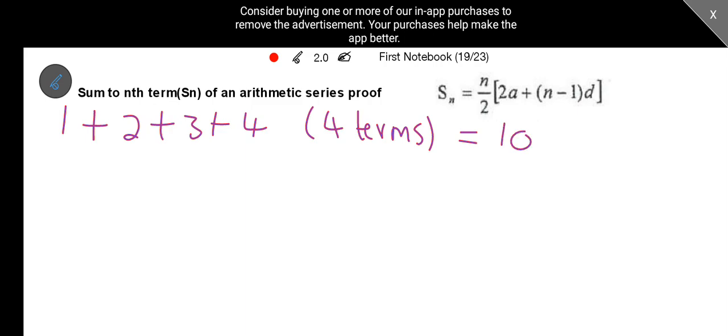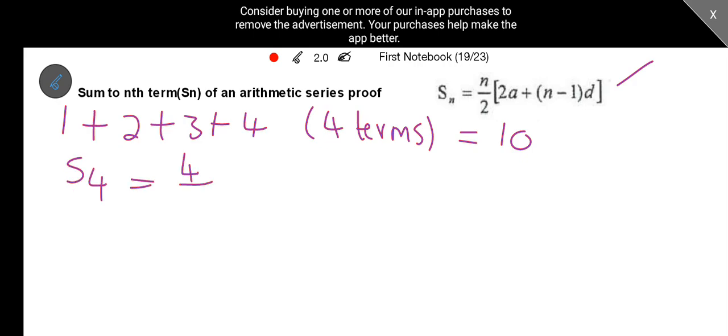The sum is 10. Instead of doing these things manually, we can use a formula which can help us find the sum. It reads as follows. The sum to nth terms is equal to n over 2, 2a plus n minus 1 multiplied by the difference between terms. So now, what is n for? Because we are saying the sum to 4 terms.